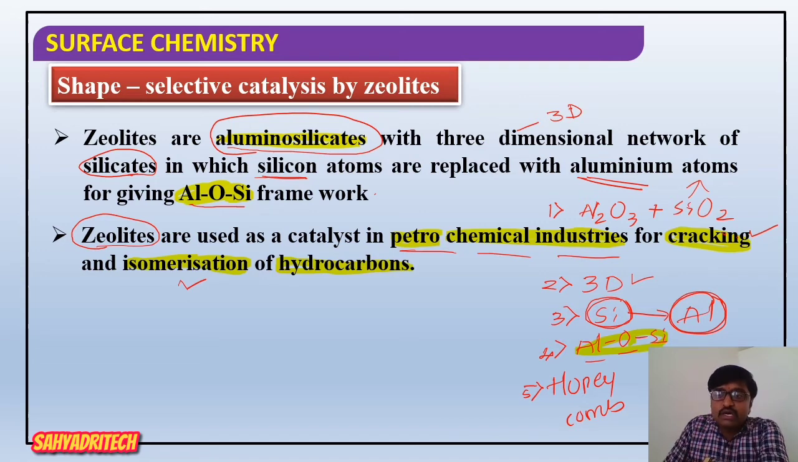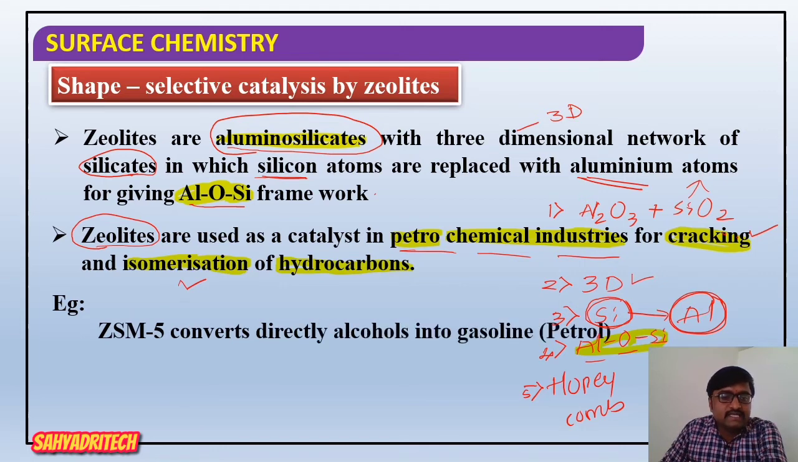Well, the most commonly used zeolite is ZSM5. Please remember, the most commonly employed zeolite is ZSM5, which converts alcohols directly into gasoline. What converts alcohol directly into gasoline? ZSM5 converts it, which is one of the zeolites. What is this ZSM?